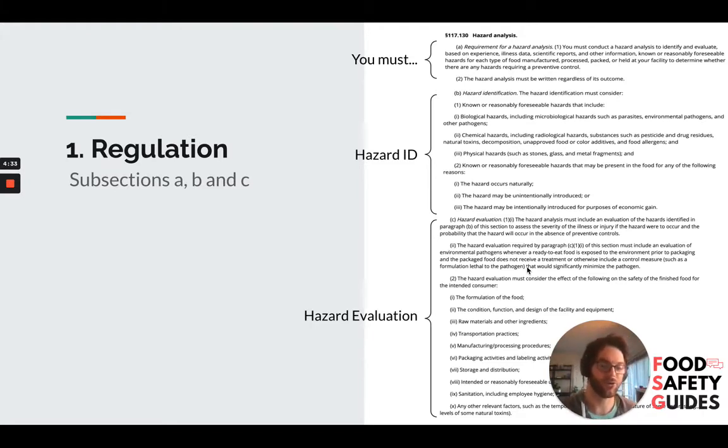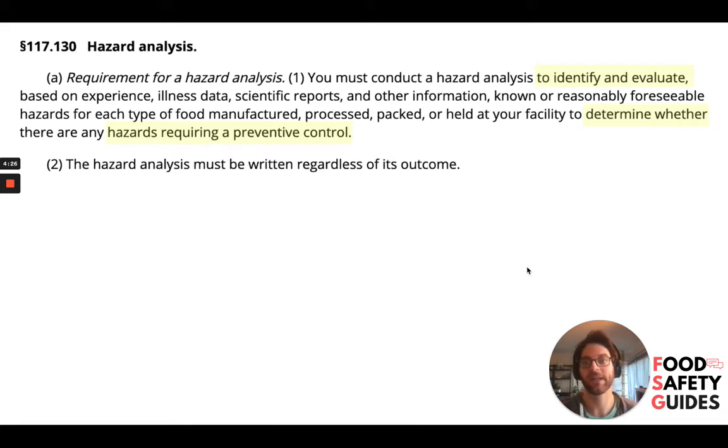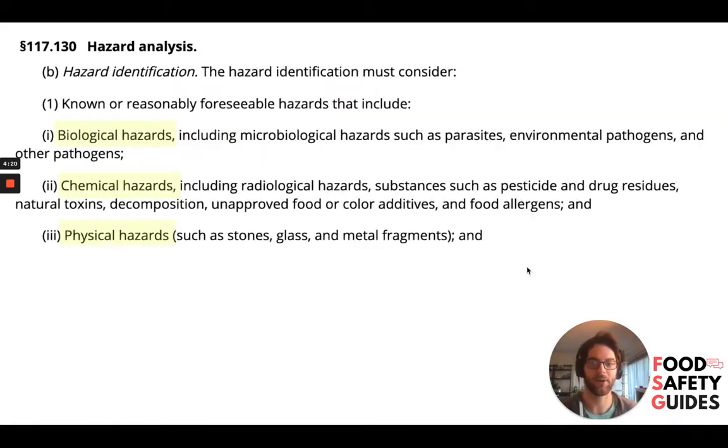Now, there are two major fundamental parts to hazard analysis: identification and evaluation. We're going to take a look at those requirements. So here you can see the top one: determine whether or not there are any hazards that require preventive control. So just instructing us to document that, put it in writing.